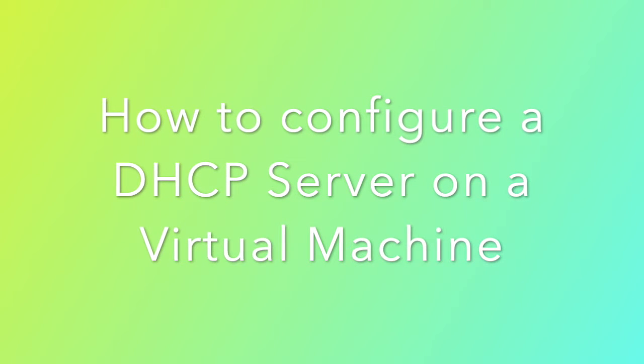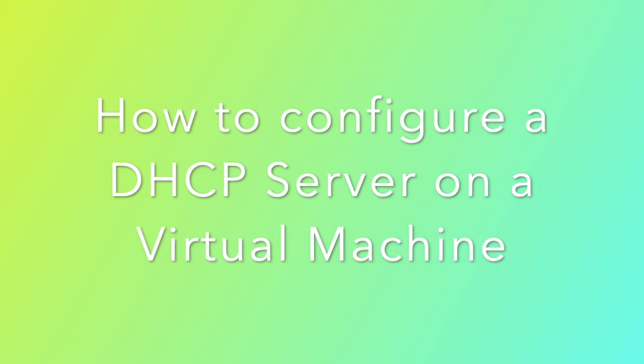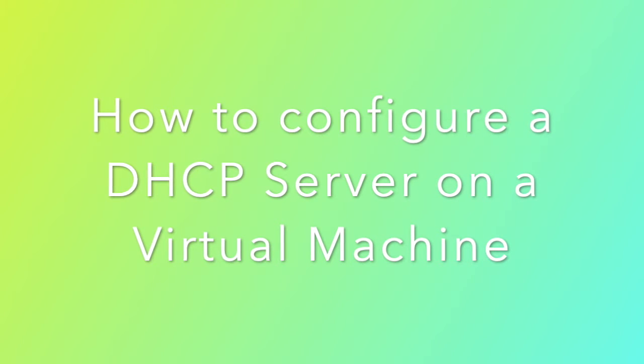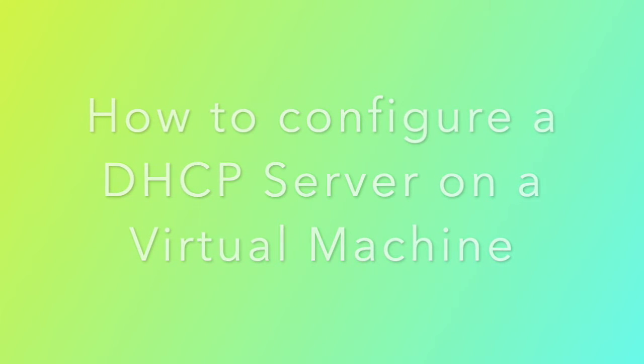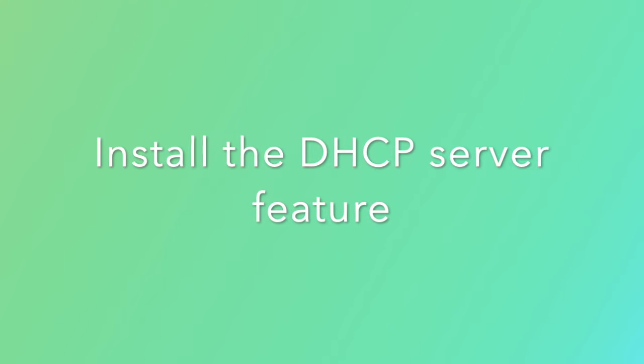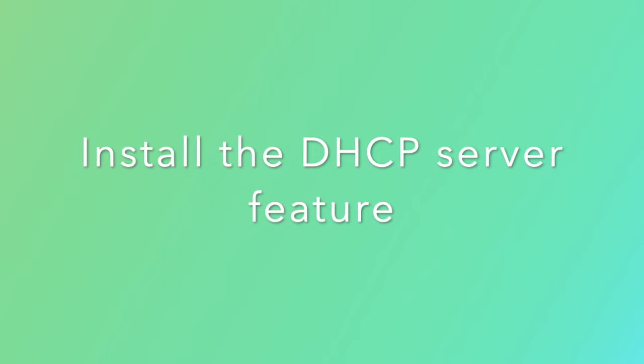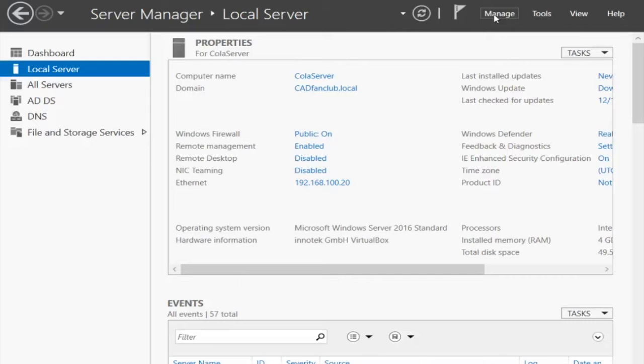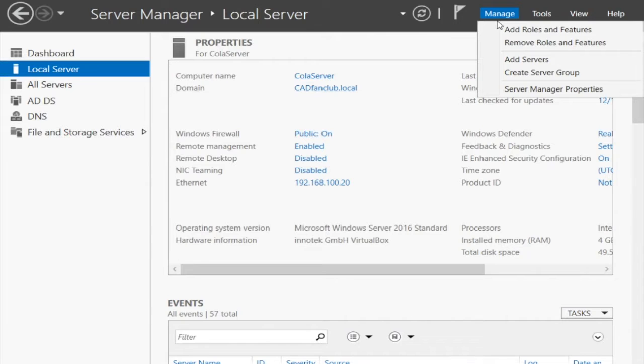DHCP stands for Dynamic Host Configuration Protocol. A DHCP server automatically assigns IP addresses to devices on a network. So first, you want to install a DHCP server. In your Server Manager, you go to Manage, then you add roles and features.